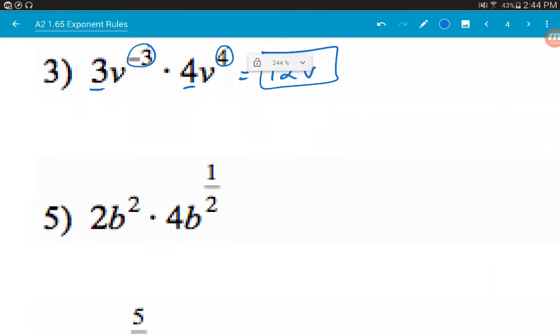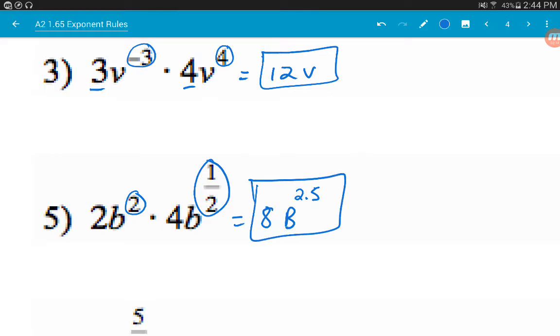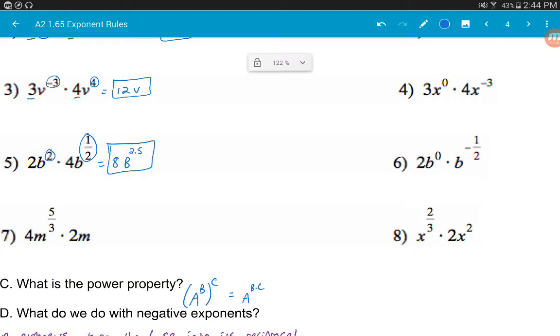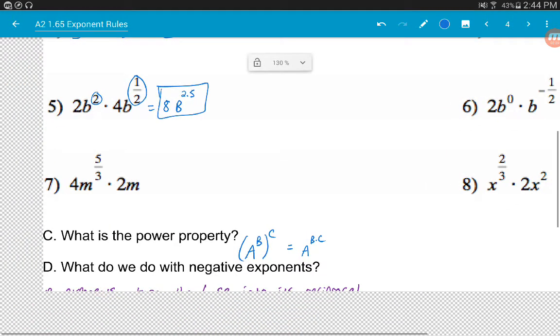If I wanted to do question 5, 2 times 4 is 8. The b's, 2 plus 1/2. I'll leave it simple for now. 2 plus 1/2 is 2.5. We'll leave it like that. In actuality, it should be a fraction, but that's tying into another lesson.